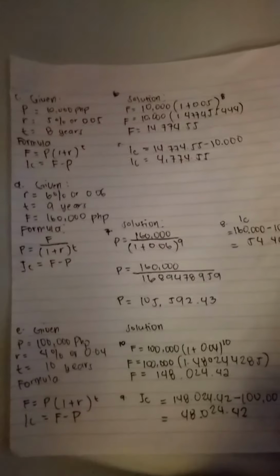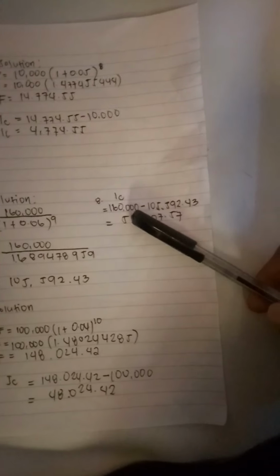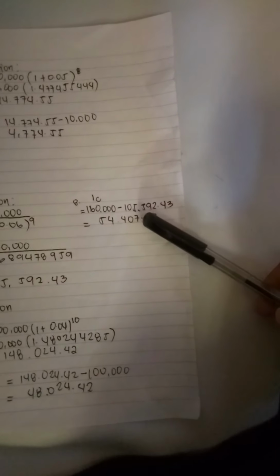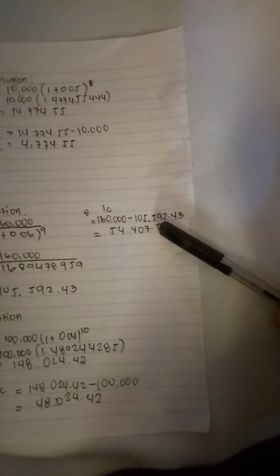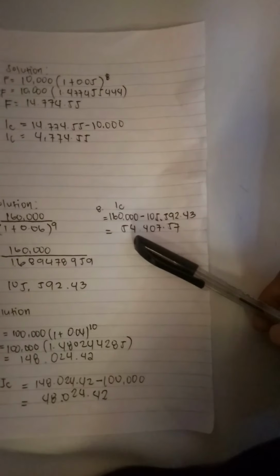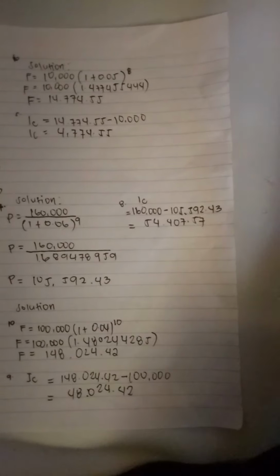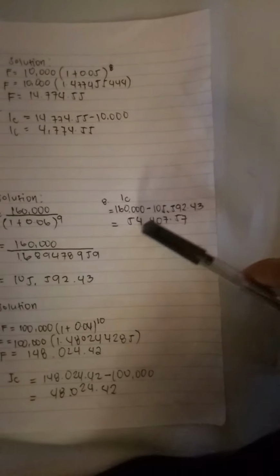The next naman po, i-solve naman po natin is yung compound interest. For the compound interest, we have 160,000 minus 94,702.43 is equals to 65,297.57. Bali, ito naman po yung ating magiging compound interest for number 8.